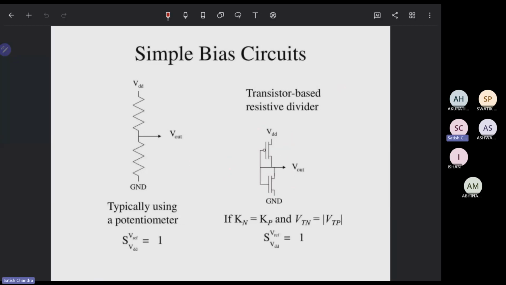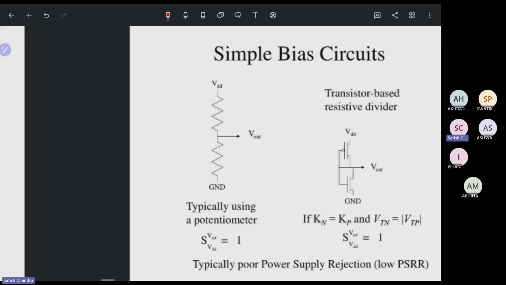When we talk about the case of PMOS and NMOS, if Kn is equal to Kp and the threshold voltage is assumed to be 1, then in that case only we can assume that our stability comes out to be 1. This is how we basically do the calculation.